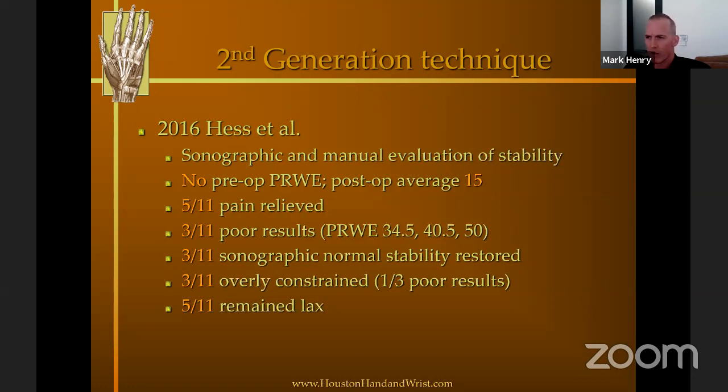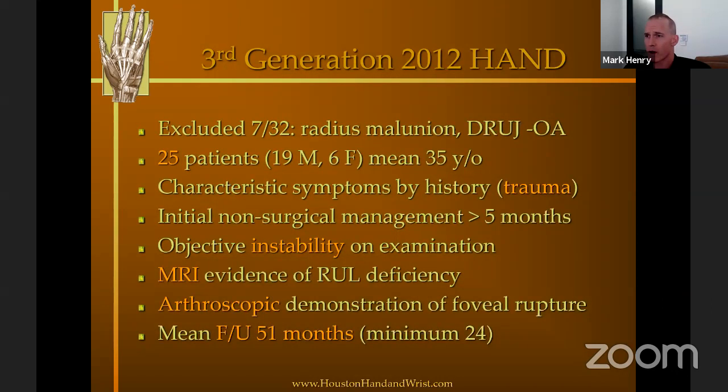One of the more recent studies, except for the one Steve just showed, came out in '16 from Hess. And you actually find they got quite poor results using that second generation technique, a lot of residual laxity, limited motion, and they actually did use patient rated outcome measures. They used the PRWE, which has been shown to be the best outcome measure for the wrist, and had extremely high scores, with higher being worse, of course.